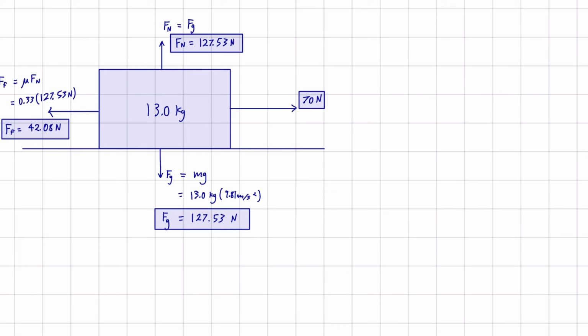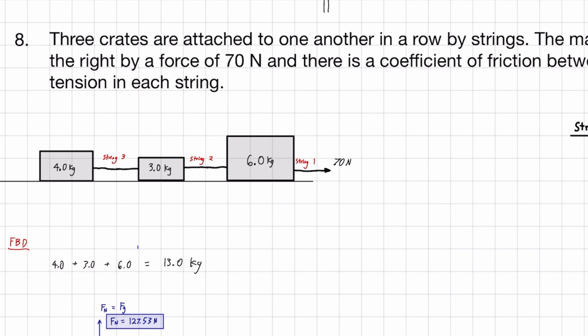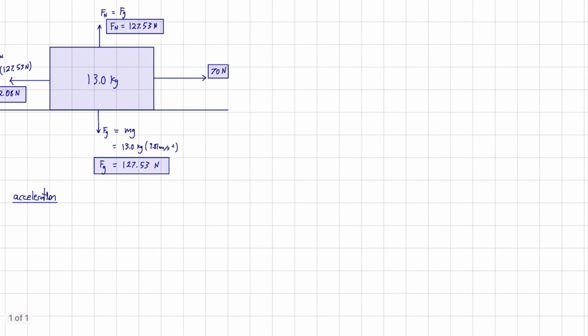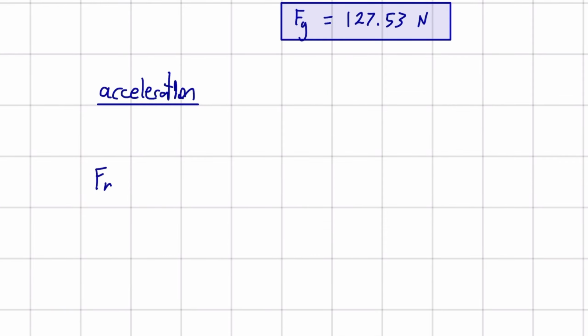And the reason why we're doing this is because there's one more value that we're going to need later on in the problem, and that is the acceleration of our system. We need to know, since we're being pulled with a force of 70 newtons, what is going to be the acceleration of this whole system. So to do that, we're going to use our formula. F net is equal to ma, where this a value, that's our acceleration.